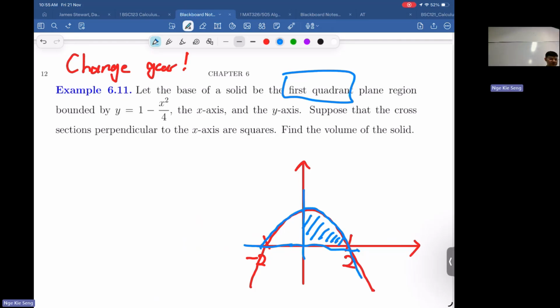Okay. And then it says that this is the base of your solid. So how does your solid look like? Meaning you need to ask yourself, what's the height here? It is given by this question here.